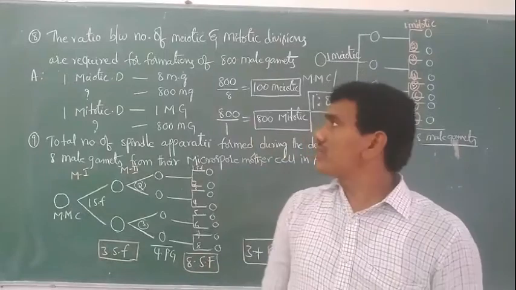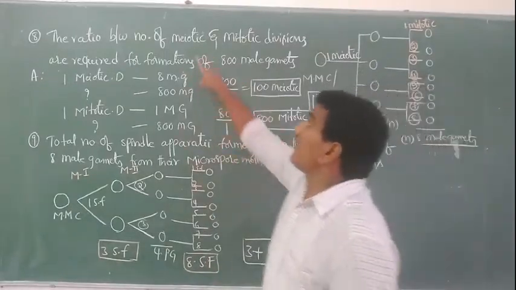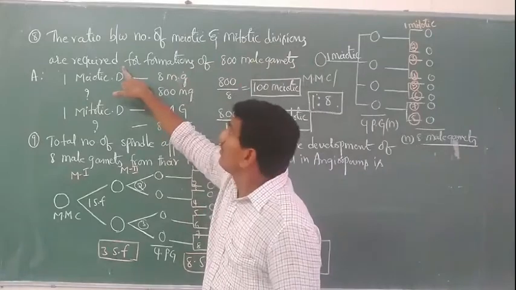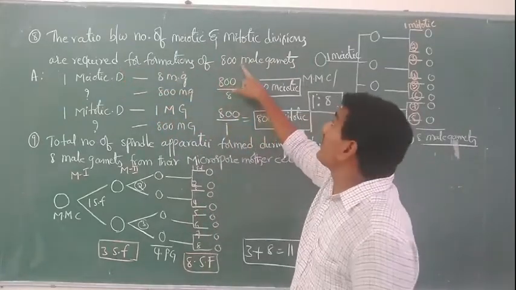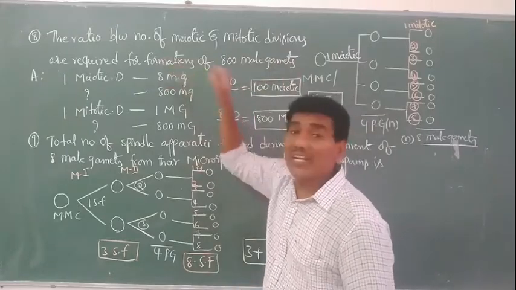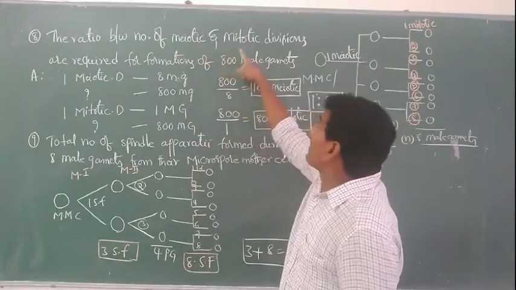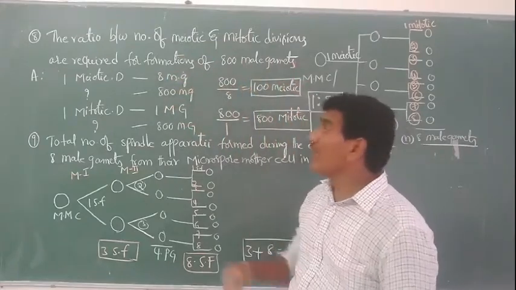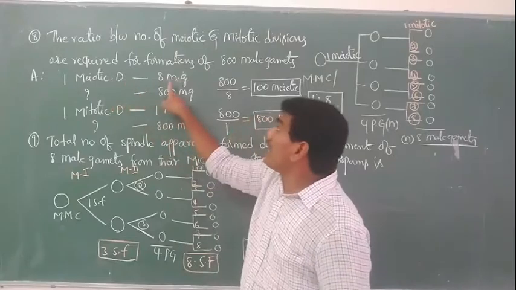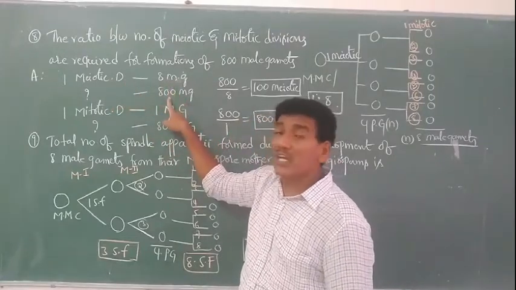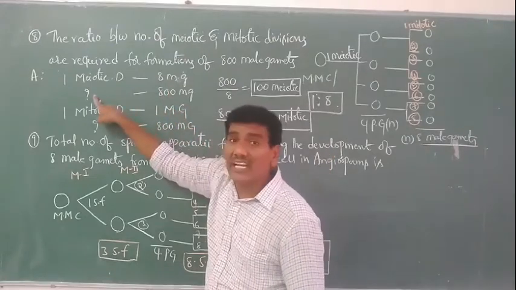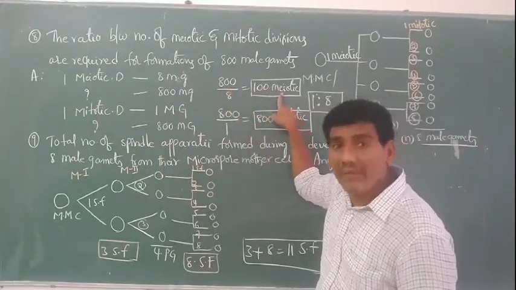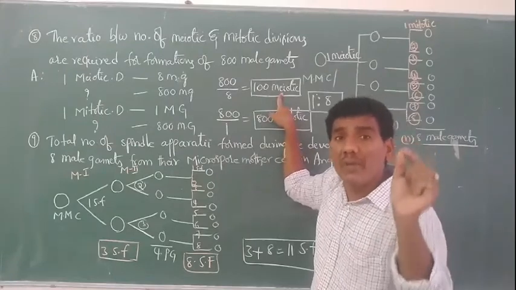The next problem is the ratio between the number of meiotic and mitotic divisions required for the formation of 800 male gametes. 1 meiotic division forms 8 male gametes. For 800 male gametes, how many meiotic divisions are required? 800 by 8, so 100 meiotic divisions are required.